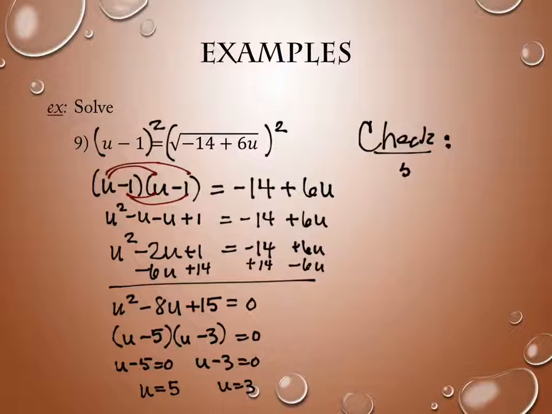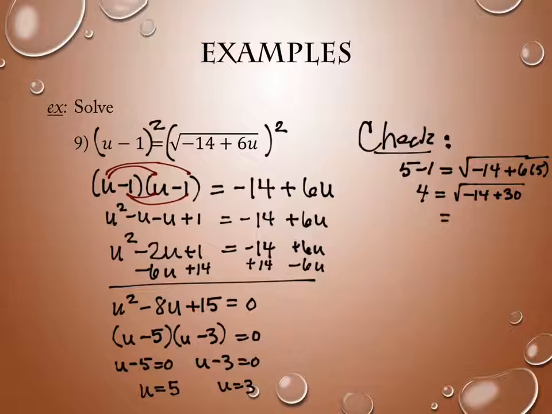All right, so if we check the number, what did I have first? 5. So I have 5 minus 1, and we want to know if that equals the square root of negative 14 plus 6 times 5. So on the left-hand side, 5 minus 1 would be 4, so that's good. On the right-hand side, I have negative 14 plus 30. What does that give me? 16. And what is the square root of 16? 4, so this one works, right?